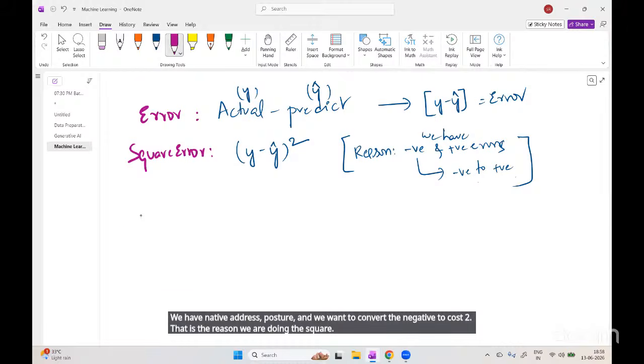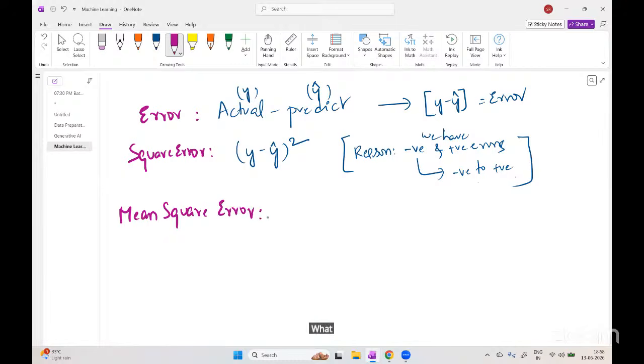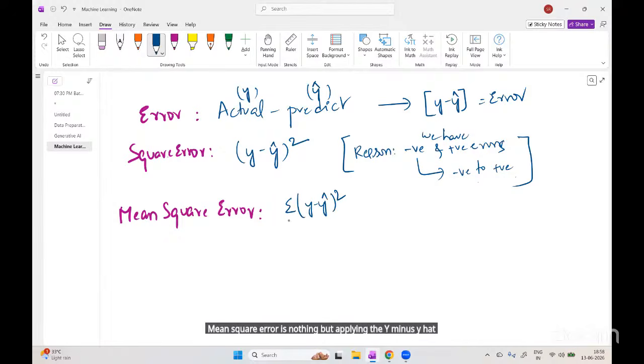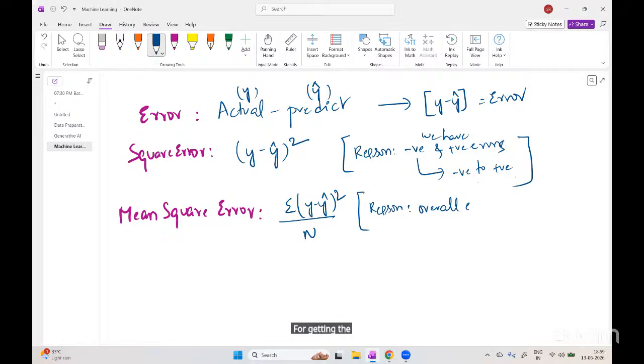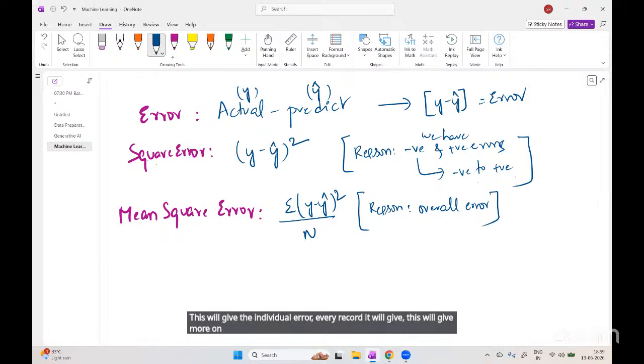Next, we have the mean square error. What is mean square error? Mean square error is nothing but applying (y minus y hat) whole square, for square error, you are applying the mean. Mean means sum divided by total number of records. Why are we doing this? What is the reason behind this? Why we have to calculate this is for getting the average error. This will give the individual error, every record it will give. This will give the average error.